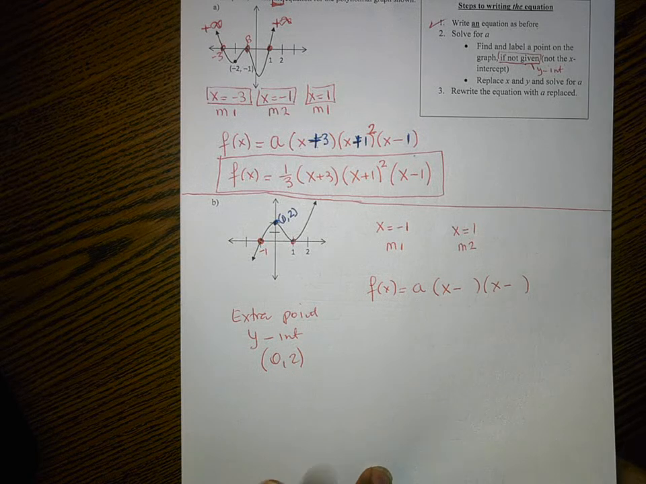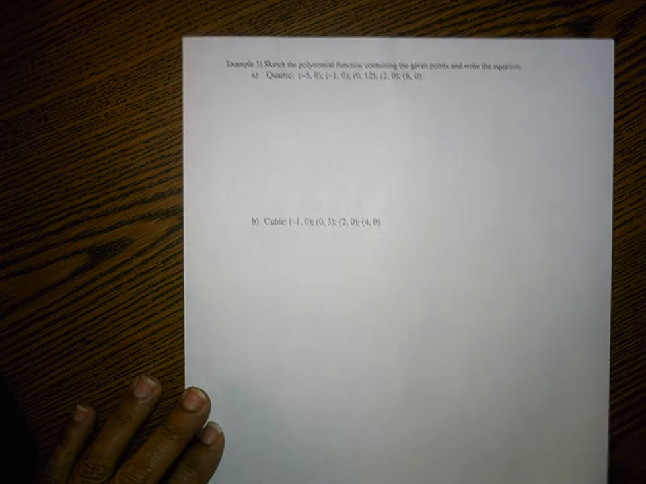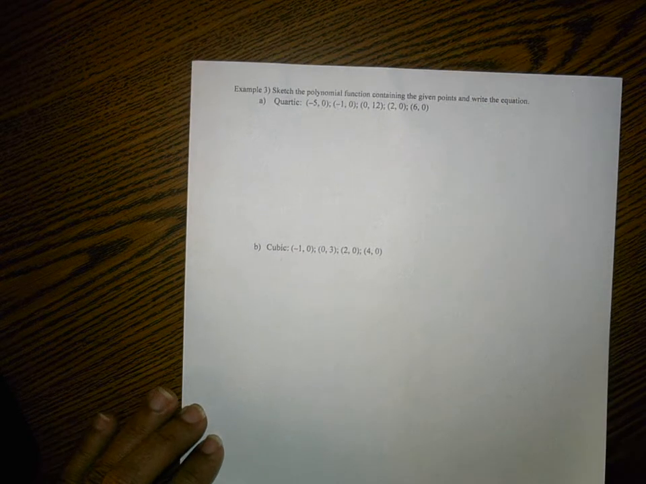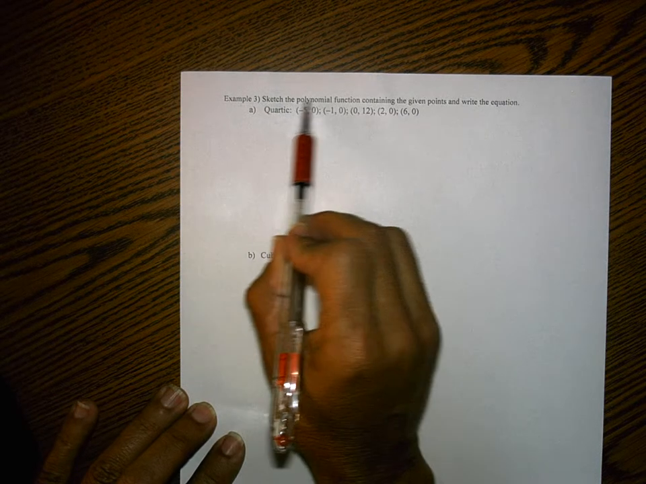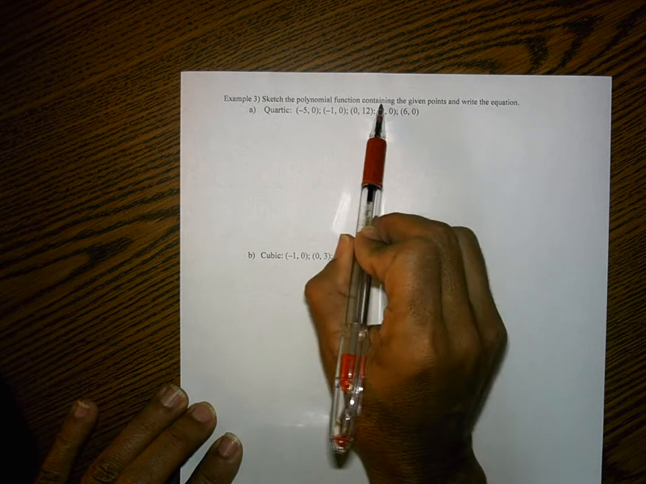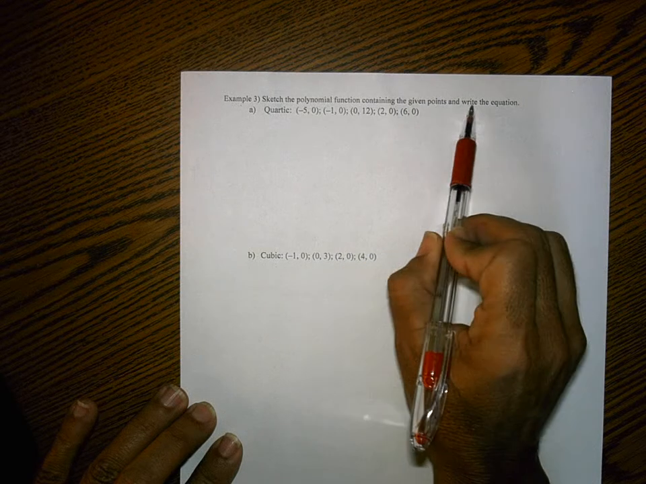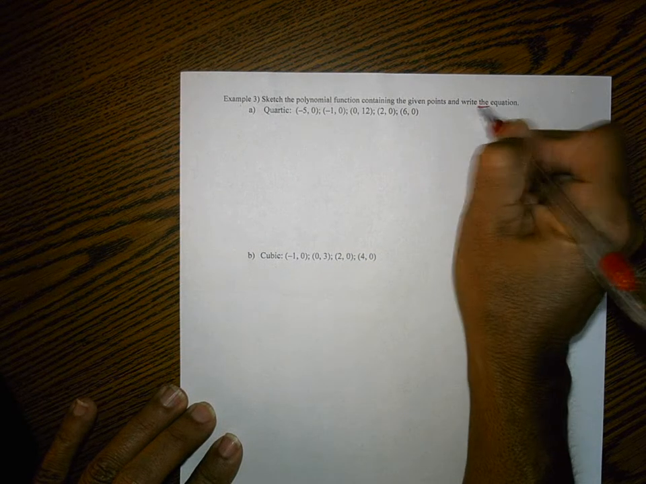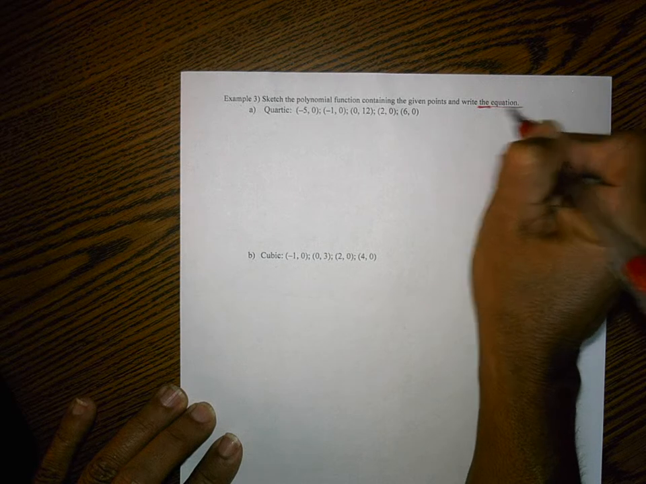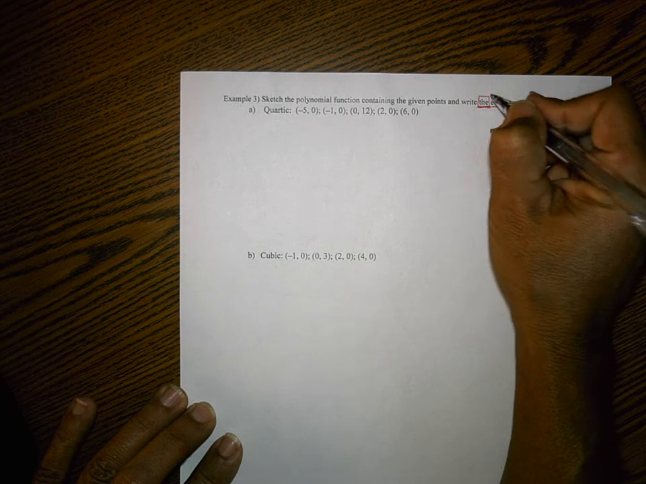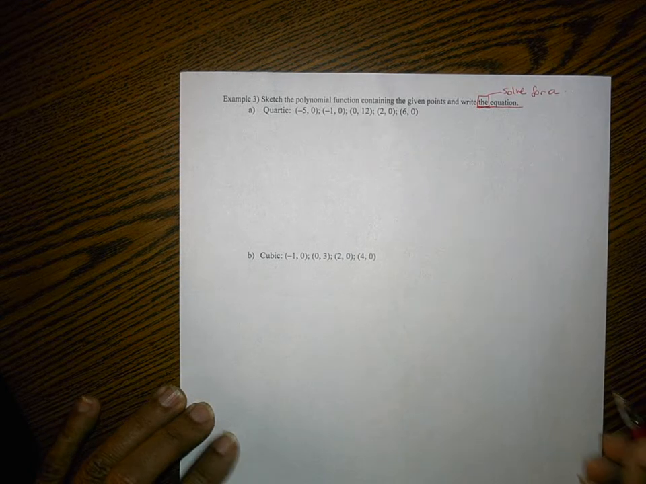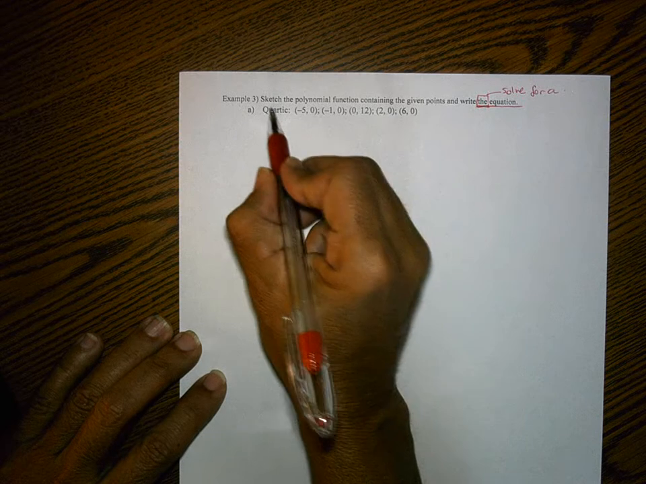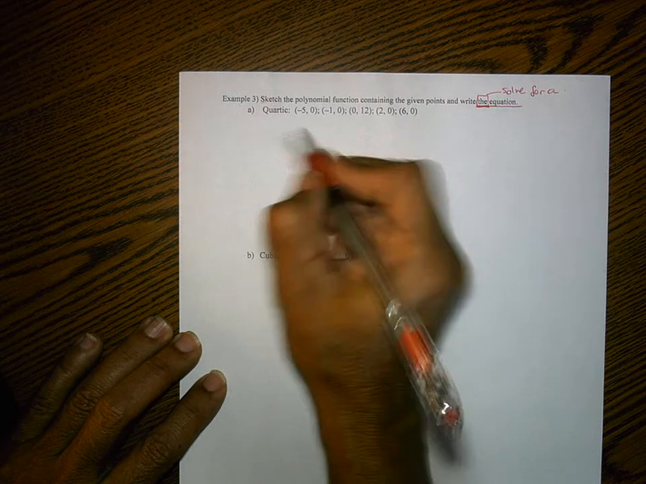All right. Now let's go over one more example if they give us a set of information in a different form. So, example 3. Sketch the polynomial function containing the given points and then write the equation. So I have to solve for a. When you ask me for the equation, that means I have to solve for a. Okay? So they ask us to sketch the polynomial first with whatever's given to us.